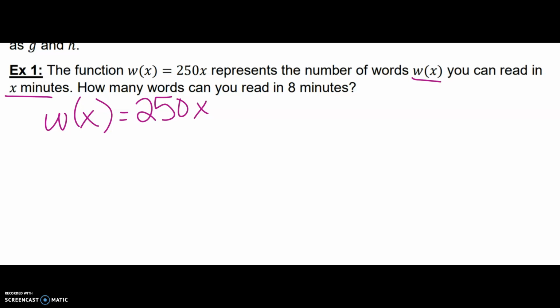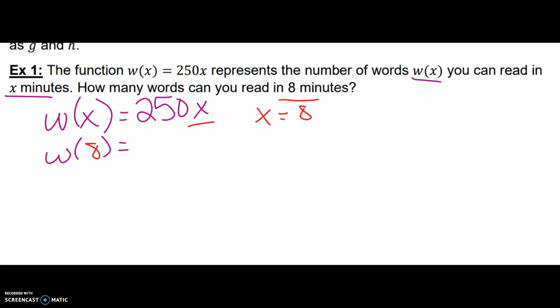W of x, this function, is telling us how many words we can read in however many minutes we're looking at for our x value. So this is specifically asking us how many words we can read in 8 minutes. That's going to be our x value. We're going to use x is equal to 8, and plug that in where we have x in our equation. So now instead of saying w of x, we're going to say w of 8, because we actually have an x value that we're plugging in.